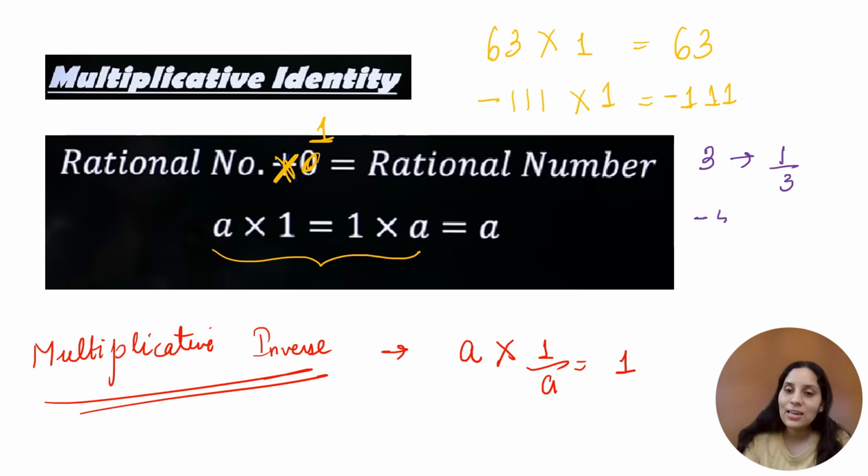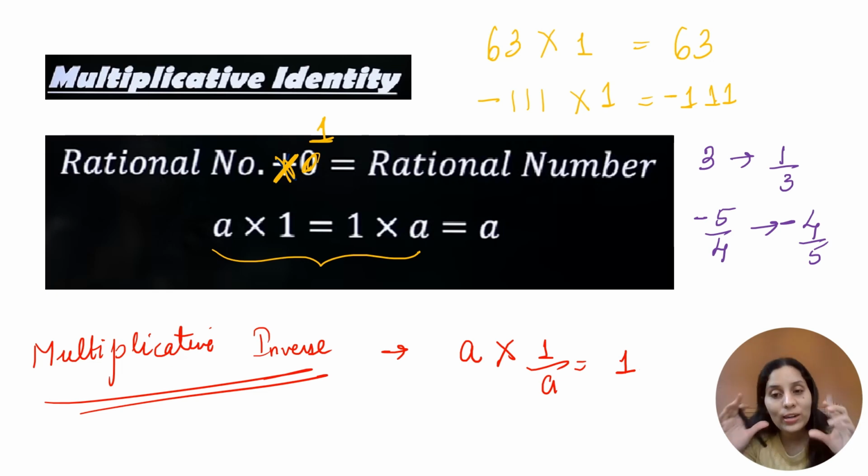Now let us say I have minus 4 by 5. Its multiplicative inverse is going to be minus 5 by 4. The signs will be there. Only thing is you will interchange. Numerator comes to denominator, denominator goes to the numerator. Nothing happens with signs. Whatever sign you have will be there. So this is multiplicative inverse.